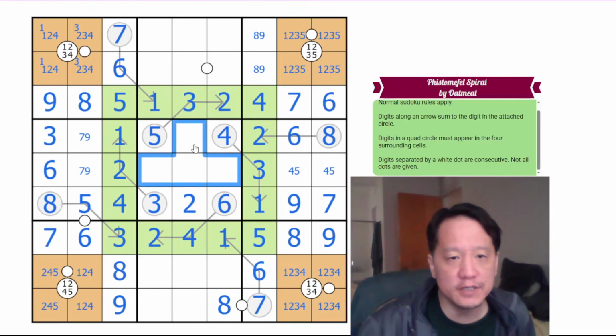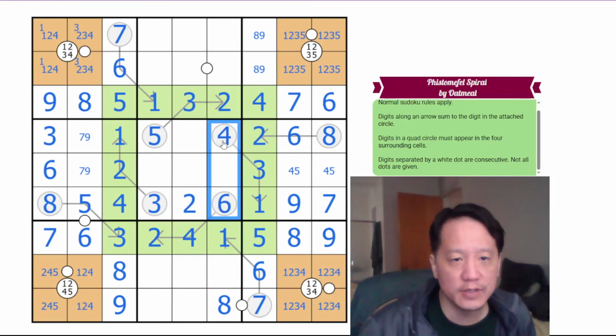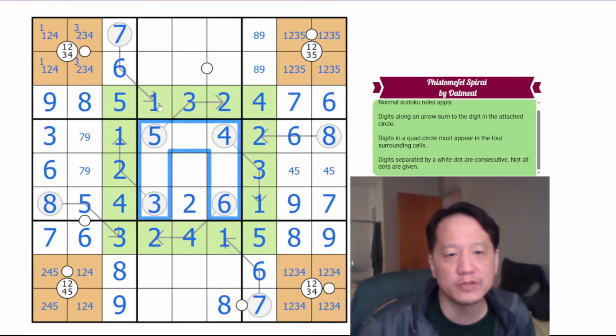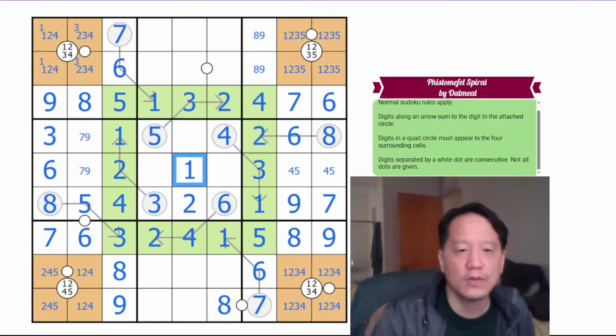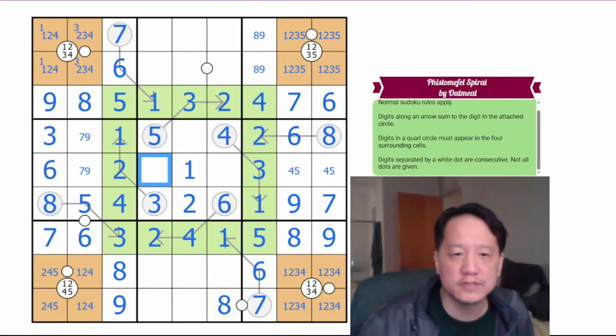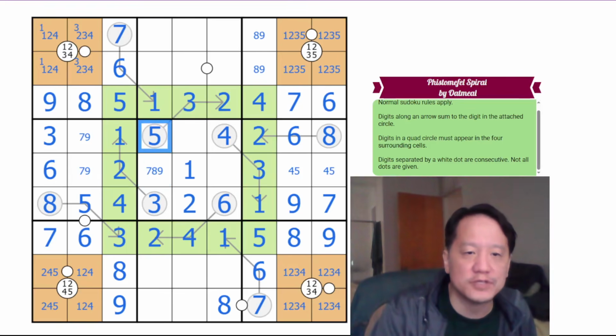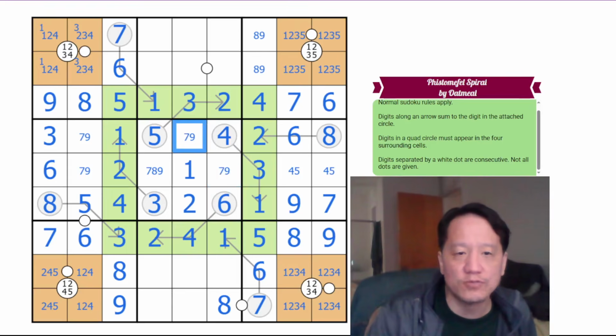Remaining digits in the central box, well, where's 1 in the central box? Can't be here, can't be here, can't be here because of 1's in the rows and columns, so it has to be here. That leaves us 7, 8, and 9 remaining in the central box. And this can't be 8, and this can't be 8 because of 8 in the row and 8 in the column. So therefore, 8 in the central box must be here.